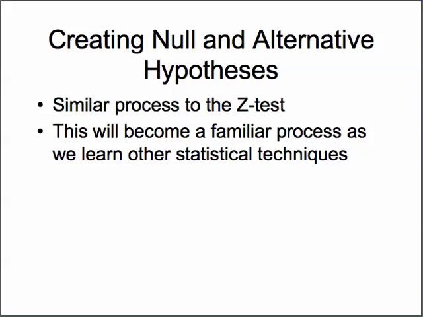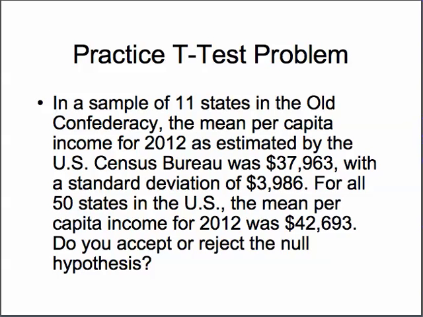Prior to this generation, however, we need to create appropriate null and alternative hypotheses. These, too, are similar to the z-test null and alternative hypotheses. You will notice as we proceed through the modules that creating null and alternative hypotheses will become a familiar process. The null hypothesis will, of course, be derived from our problem.